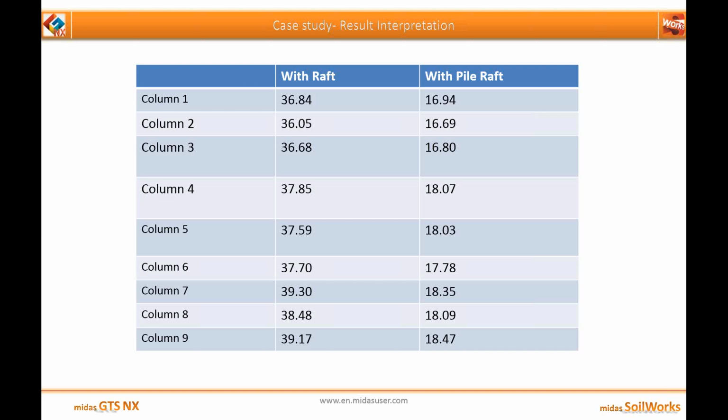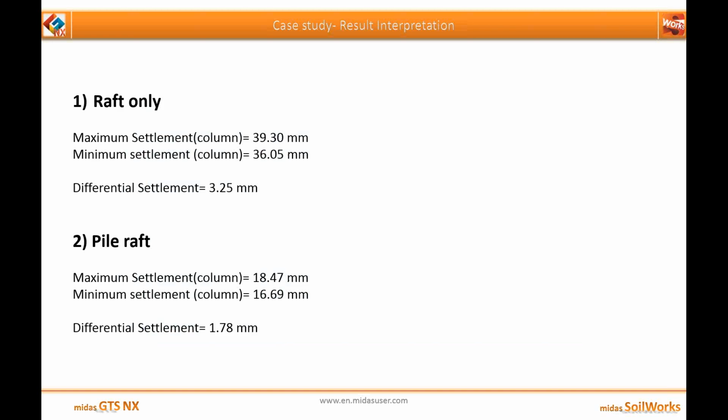Okay, so this is a basic comparison of the 9 columns. If you see with raft only, the maximum settlement beneath a column was 39.30, minimum settlement was 36.05, so a differential settlement of 3.25 mm was there. Now with pile raft, the maximum settlement decreases, the minimum also decreases, and also the differential settlement decreases. As I already discussed in the initial slides of the presentation, it helps in reducing the maximum settlement as well as the differential settlement, which can also be seen through the results.